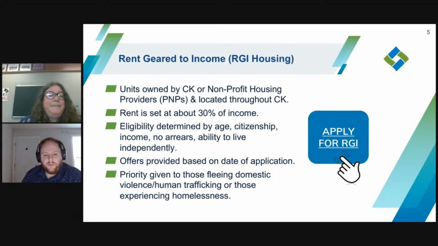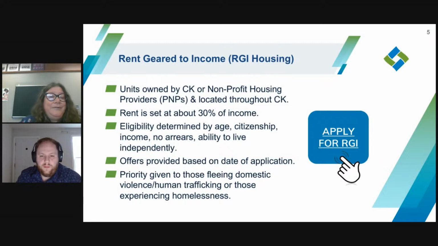So rent geared to income, as we discussed, is what has been more commonly known as social or public housing. We have units that are owned by Chatham-Kent, about half of our 1,381, and the other half are owned by 11 nonprofit housing providers, or NPs as they're called. And all units, as I said, are located throughout Chatham-Kent.